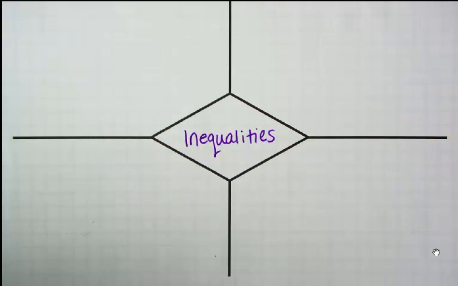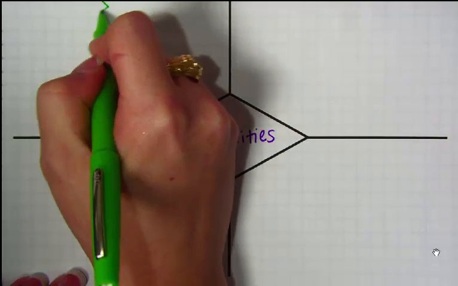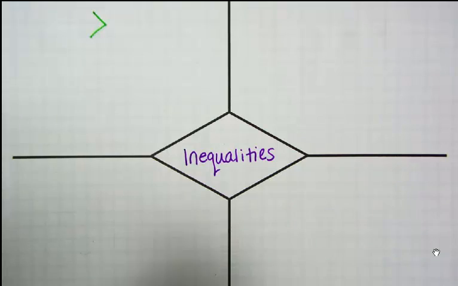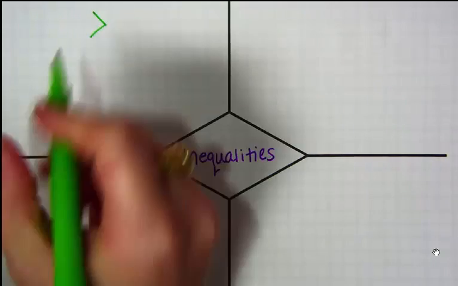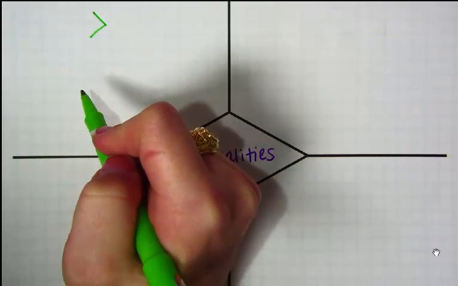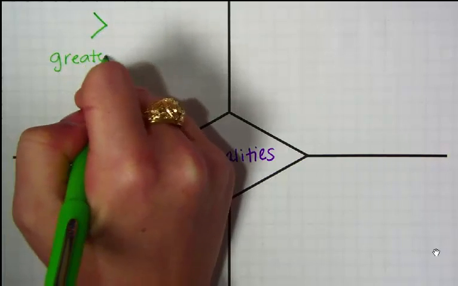So what we're going to do is go through and write out different vocabulary words that you might see in a word problem to help you figure out which inequality symbol you need to use. In your top left box, let's start with the greater than symbol. The first vocab word that comes to mind here is greater than, because that's the actual symbol.